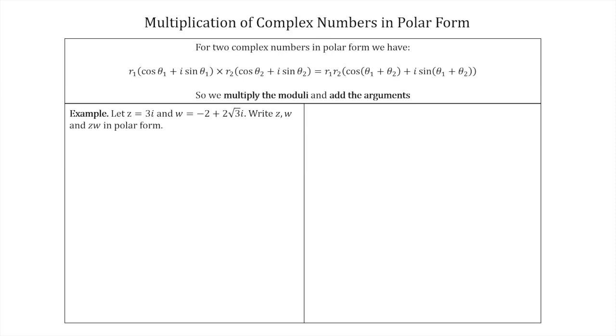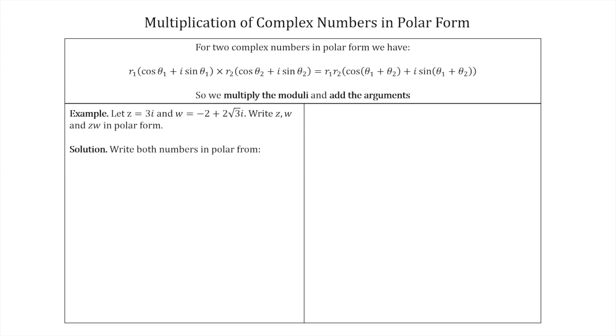The numbers are expressed in standard form, a plus bi. For the case of z, a is 0. We have 0 plus 3i. And for the case of w, a is minus 2, and b is this funny number 2 times root 3. It's an irrational number, but it's still a real number. So these are in standard form. Let's start by putting them both into polar form, because that's what we're asked to do.